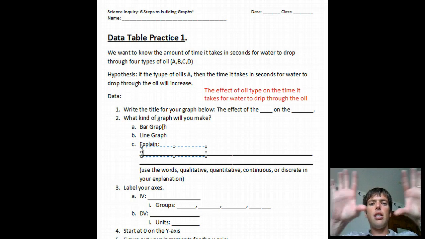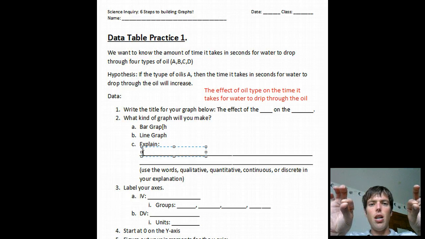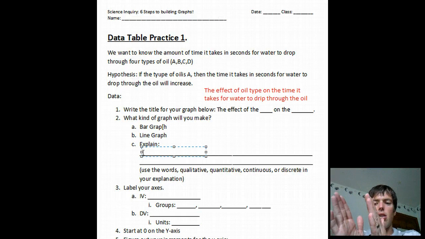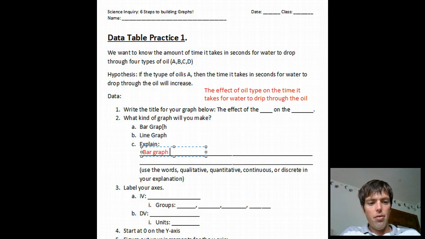Well, if things are continuous, they fit on a continuum anywhere along that continuum, whereas discrete things are either this or that. And let's think about oil types. I don't really have a continuum of oil types that are like this one, this one, this one, this one, this one. It's either A or B or C or D. So it's discrete. So a good answer here would be bar graph, because let's make our text box a little bigger. A bar graph because oil is both qualitative and discrete.